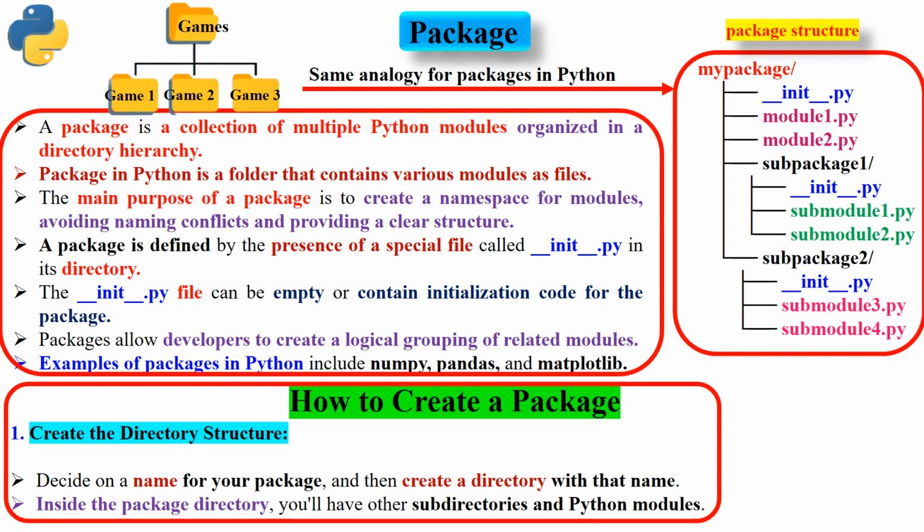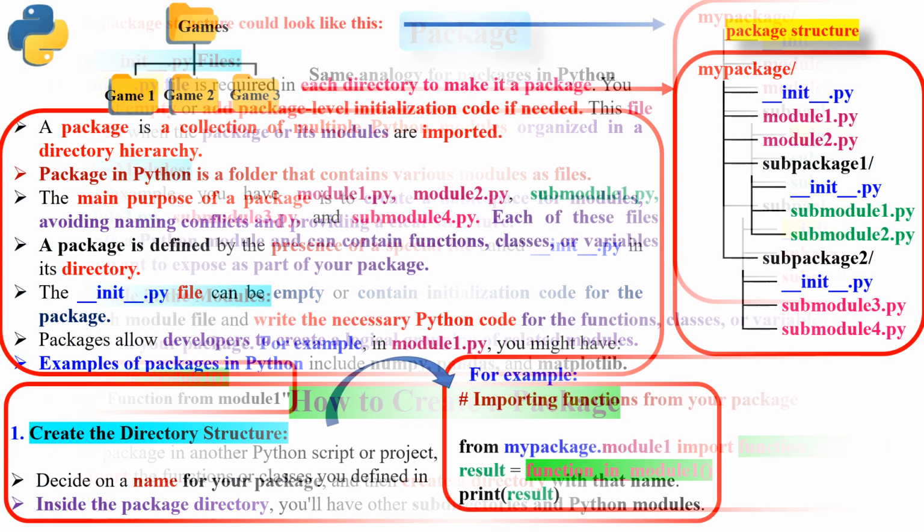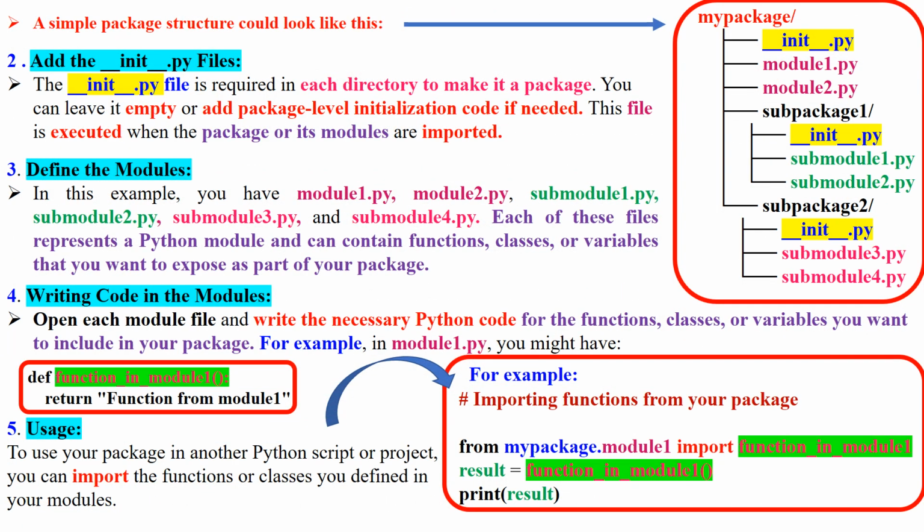Point 1. Create the directory structure. Decide on a name for your package, and then create a directory with that name. Inside the package directory, you'll have other subdirectories and Python modules. A simple package structure could look like this. Look at the right side box.